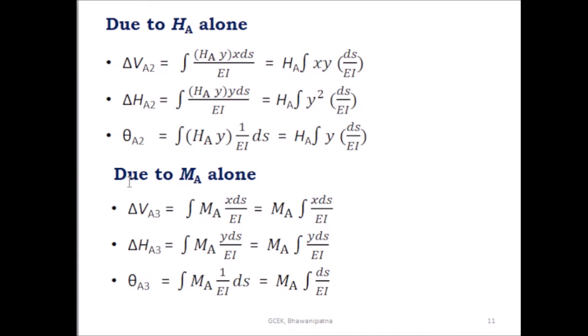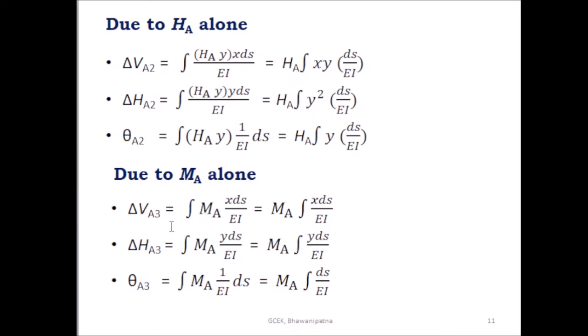Similarly, find out, due to MA alone, what is the change in vertical displacement, what is the change in horizontal displacement, and what is the change in rotational displacement. That you can denote by delta VA3 for vertical displacement, delta HA3 for horizontal displacement, and theta A3 for rotational displacement. So the moment remains the same due to MA alone. At any section the moment remains the same, that is MA.